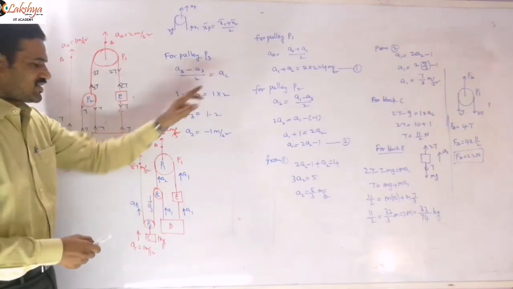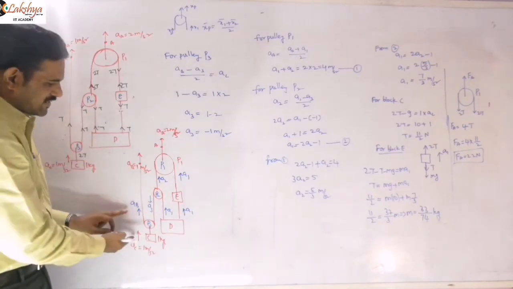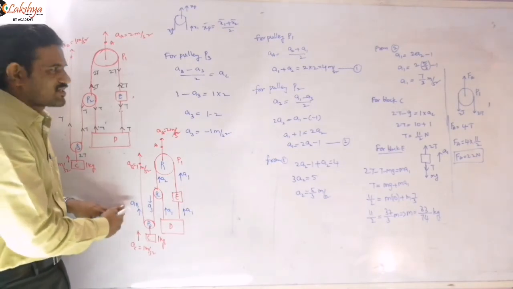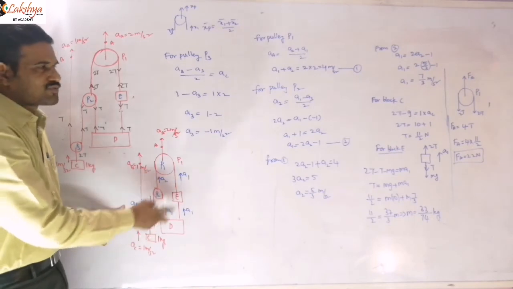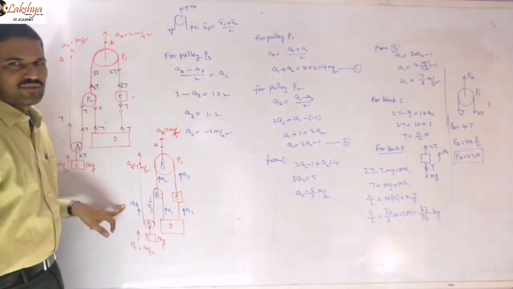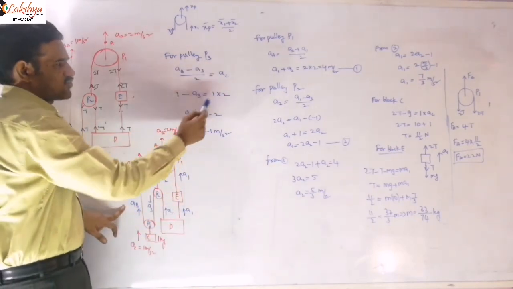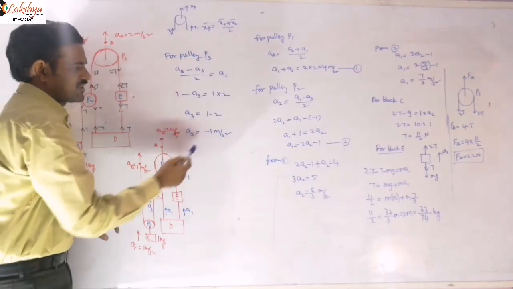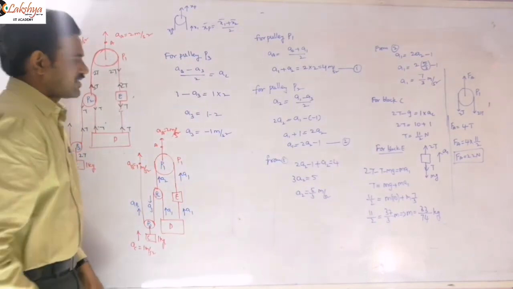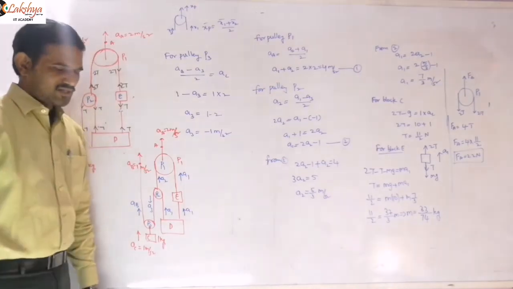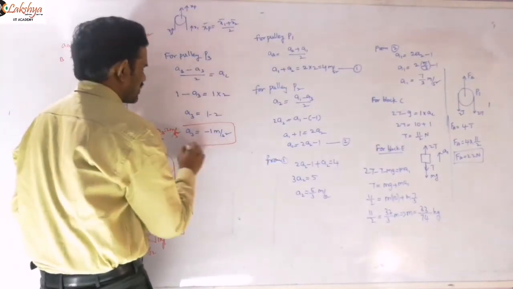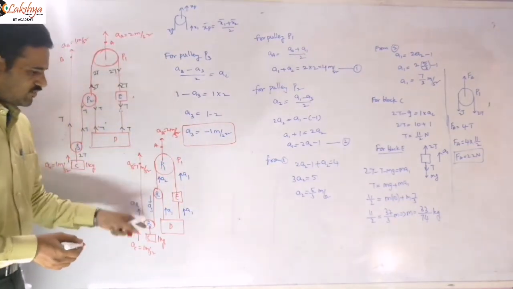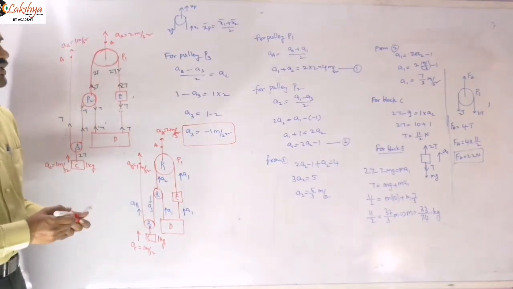The acceleration of C is equal to: acceleration of C and acceleration of B are both in the same direction, so I am taking that as positive, and acceleration A3 will be in the opposite direction, so I am taking it as negative. And AC value is given as 1, so we get this equation here. That means A3 is equal to minus 1 meter per second square. That negative sign indicates that the acceleration is opposite to the assumed direction. We assumed downwards, it is actually accelerating upwards.